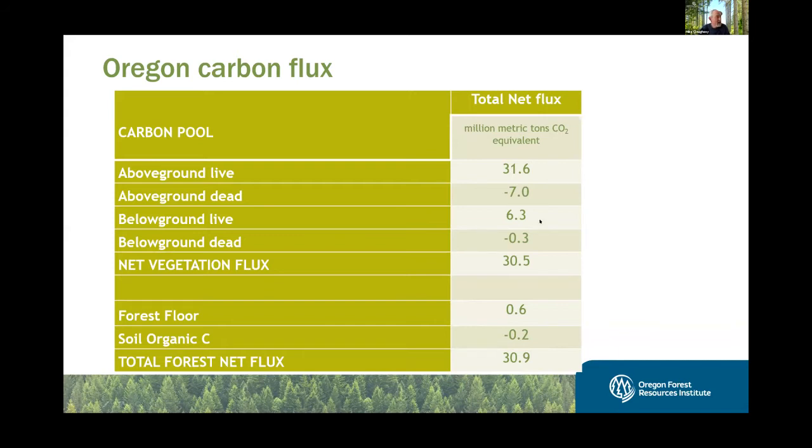So of the carbon that's being stored, the biggest increase is in above ground live. Above ground dead, we're actually losing carbon to it because dead trees are decomposing. So that's an interesting one that we look at. But overall, it's pretty positive. Soil is a little on the negative side overall.